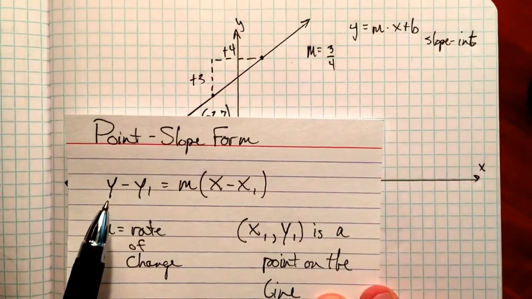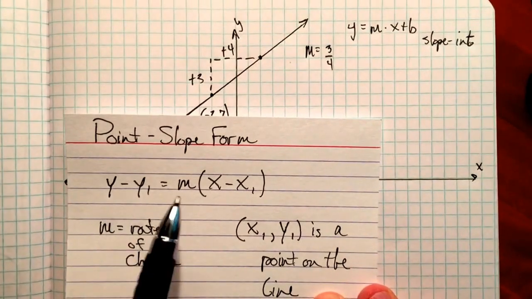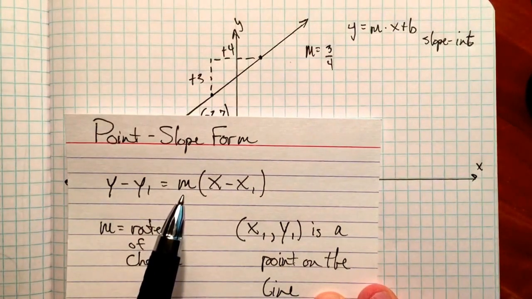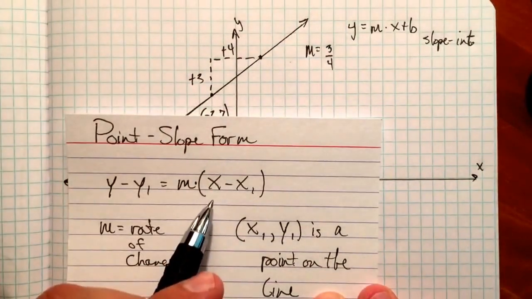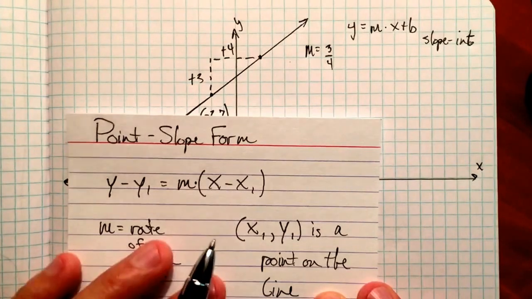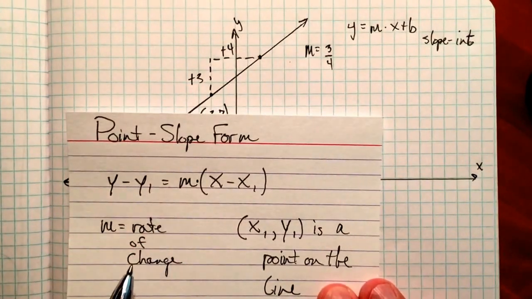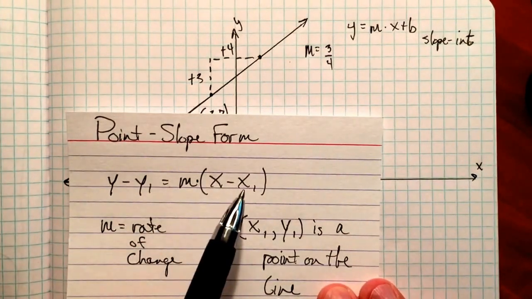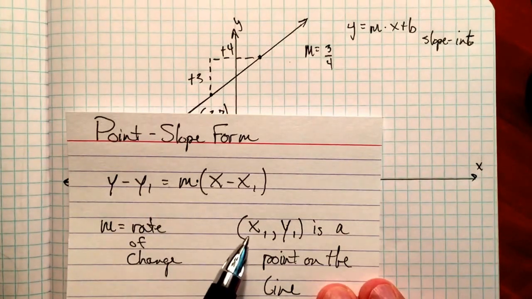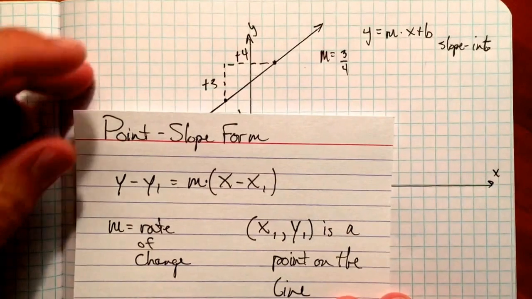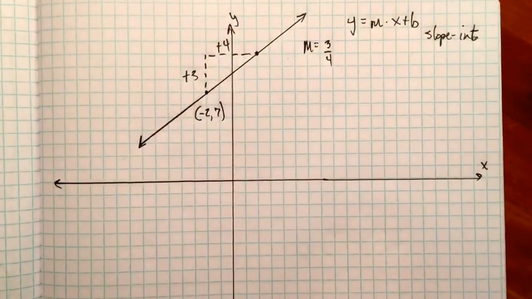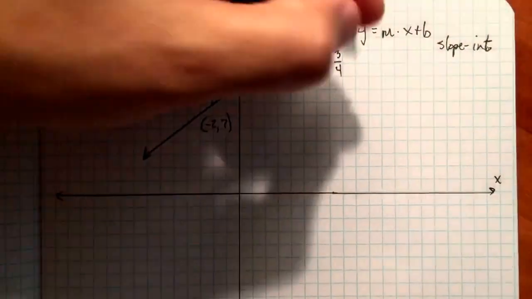Point-slope is y, our dependent variable, minus y1 equals m, our rate of change, times x, our independent variable, minus x1. M, as you already know, is our rate of change. And this right here, we've got x1 and y1. (x1, y1) is any point that's on the line. So let's use this form to figure out the equation for this line.